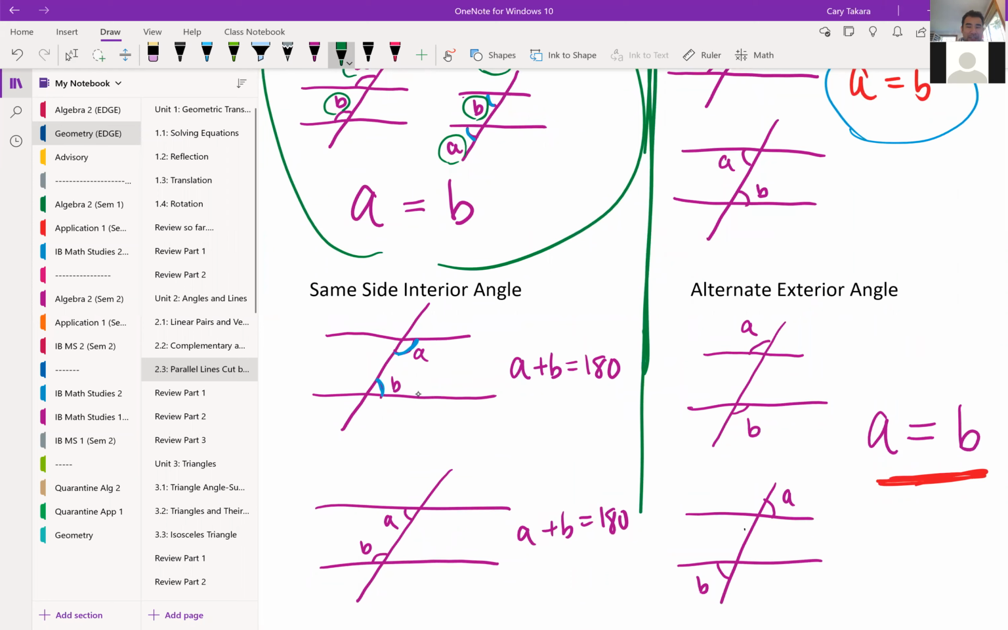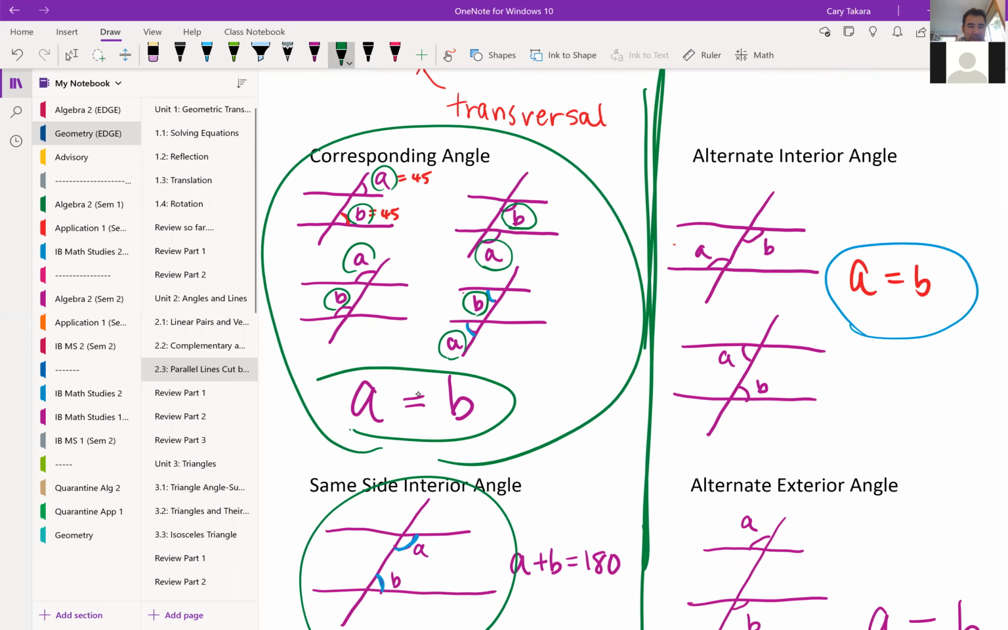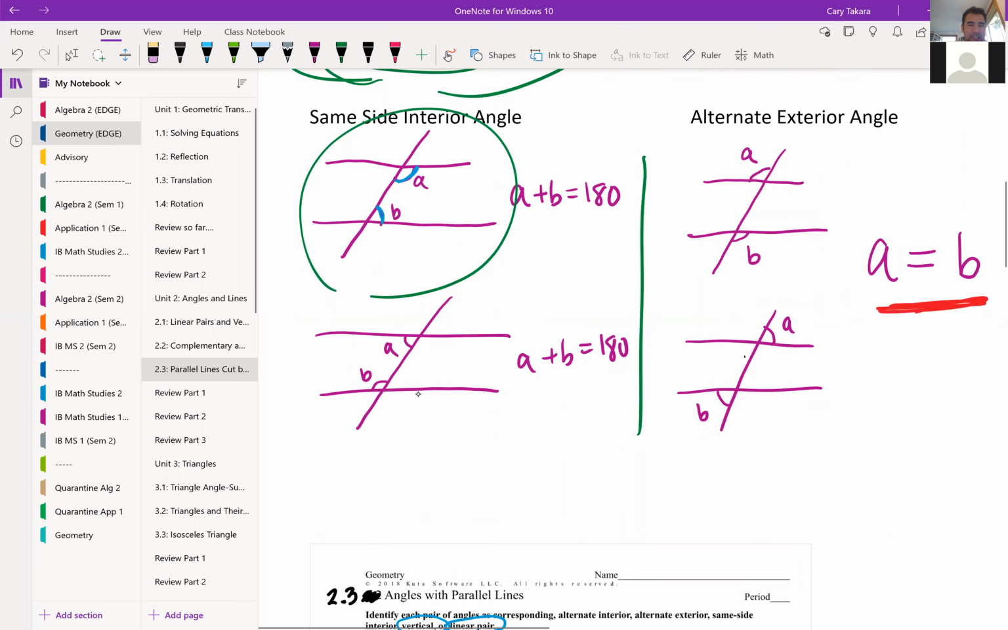This one is same side interior angles right here. Now, first of all, relationship: corresponding angles are equal to each other. Alternate interior angles are also equal to each other. But there's only one that adds up to 180, supplementary, and that is same side interior angles. A plus B has to be equal to 180.